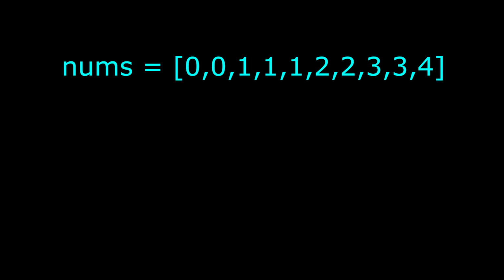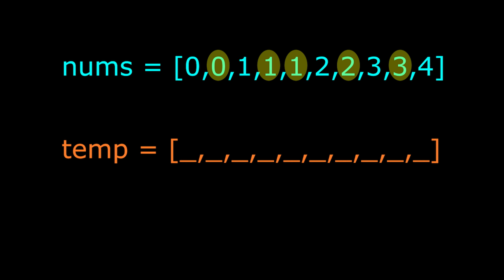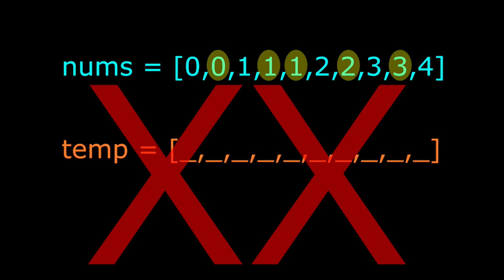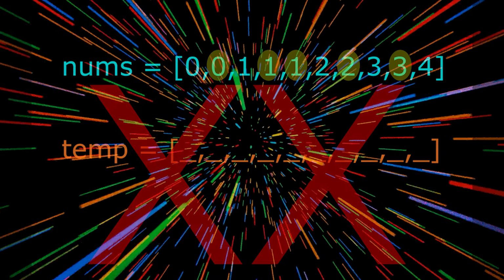For this problem, Leetcode provides a list of nums. What they are asking us to do is remove the duplicates in a sorted array without creating another array, or a temporary array. Creating a temporary array to store our elements in would be considered extra space, and we are asked to do this in constant space, or in other words, in place.